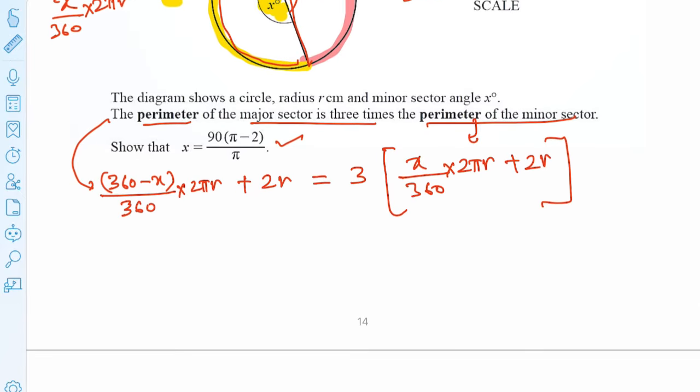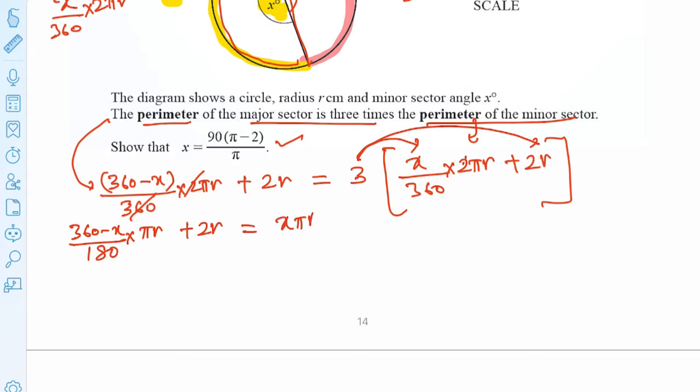Okay, we'll try to simplify this. So here we can do it this way. If we cancel this 2 and this, I'll get (360 minus x) over 180 times pi r plus 2r, that equals, when you expand this, 3 times 2 is 6, 6 over 360 is 1 over 60. So I can write x pi r over 60 plus 6r. Check this, plus 6r, right?